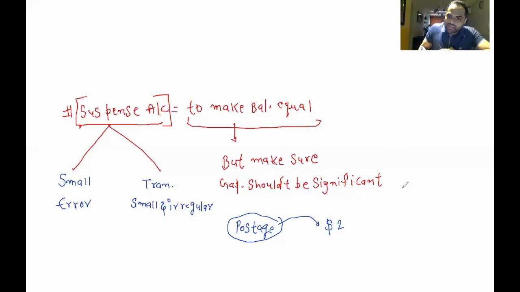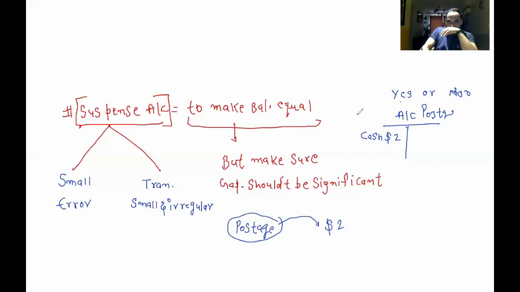Now the question is, should I prepare a postage account because the value is $2? So the value is $2, cash $2. Now the question is, preparing these T accounts for the value of $2, is it okay? The answer is no.